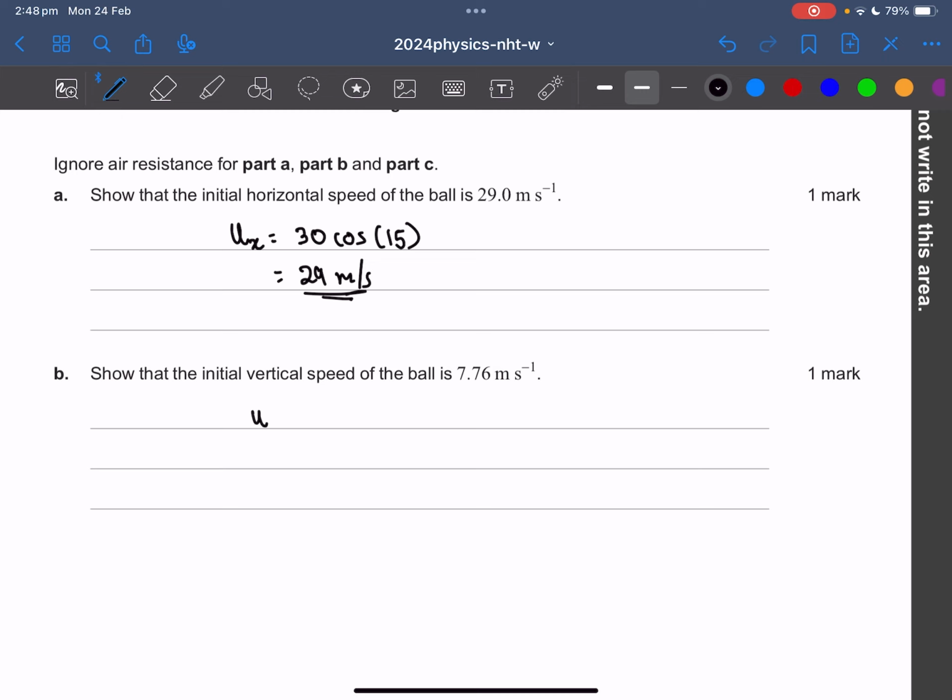So that is just going to be uy, which is equal to 30 sine 15. Again, let me put that in my calculator. So 30 times sine of 15. Okay, that should be, yep, 7.76 meters per second.